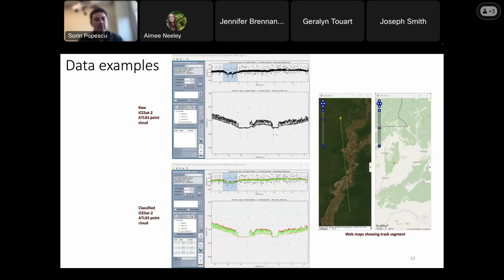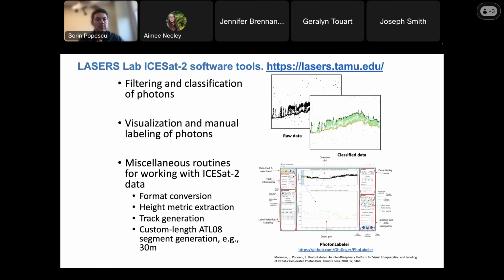To summarize the photon classification, the top part of this slide shows you the raw ICESat-2 ATL03 photons, and down at the bottom, the same data set, but this time with classified photons with the top of canopy, and ground. And to the right, you can see actually the track segment that overlays vegetation and even some clear-cut areas. So if you would like to look for tools to process ATL08, definitely visit the NSIDC website.